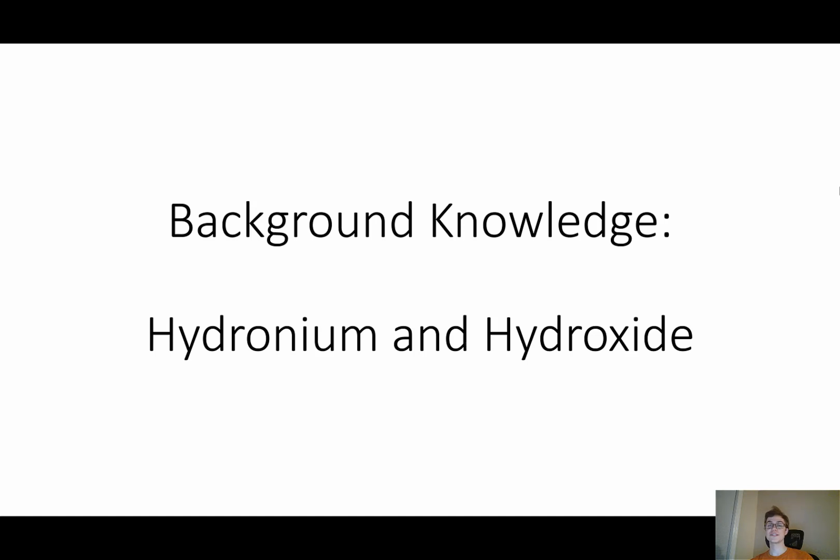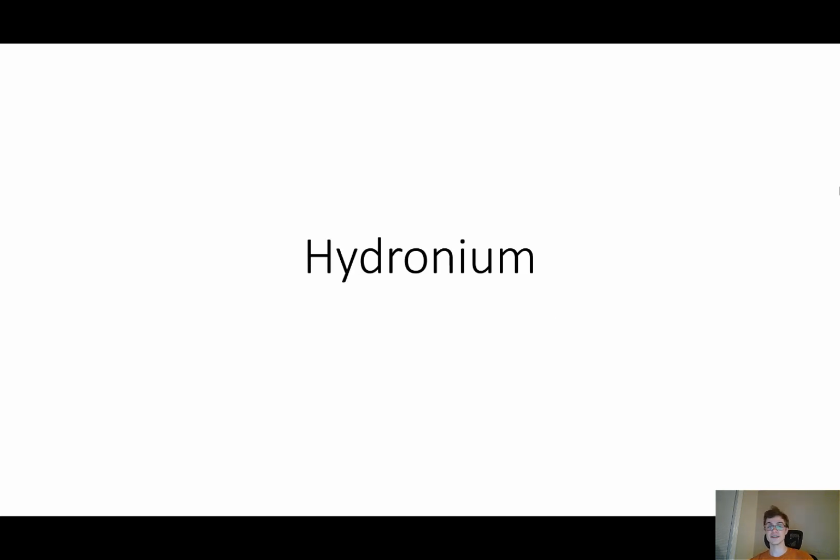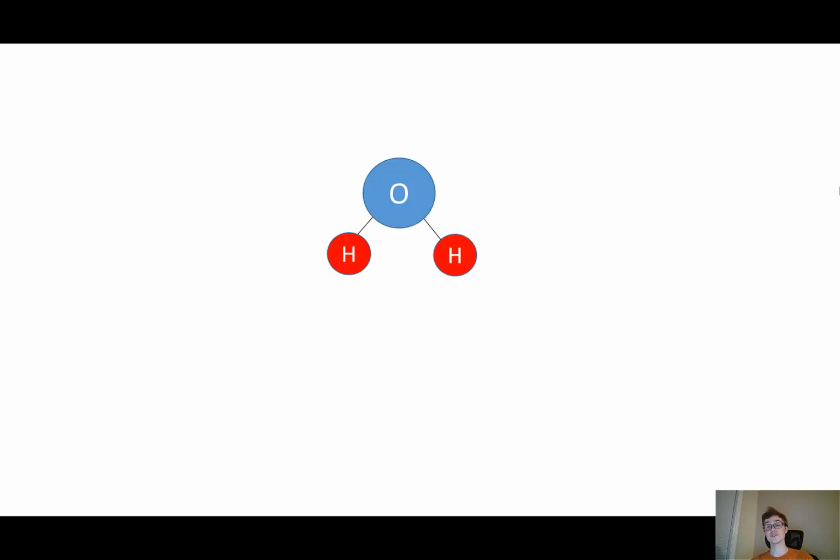I've got to teach you some background knowledge first, and that's two chemicals named hydronium and hydroxide. Let's talk about hydronium first. This isn't hydronium, this is water. This is a water molecule. Now if I take a water and add an extra hydrogen, we can't call it water anymore. It has a different chemical formula, so we call it something else. We call it hydronium.